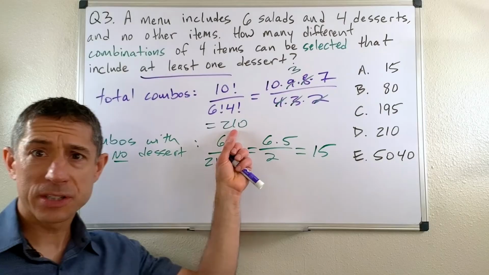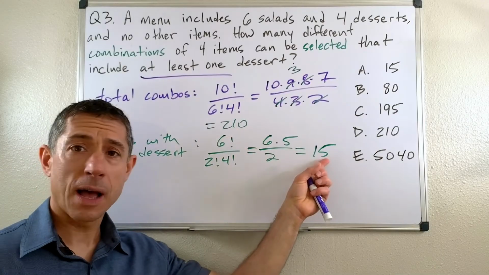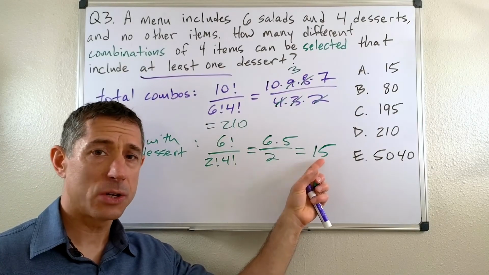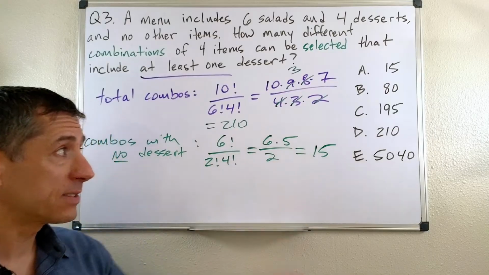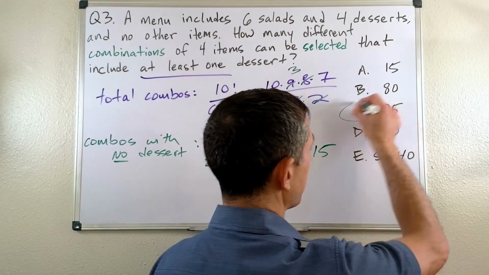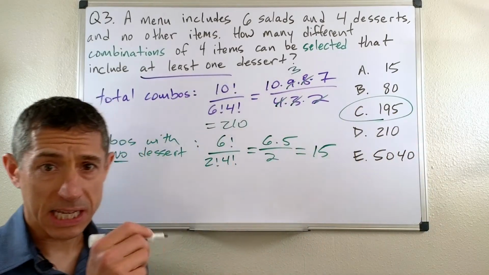So total combinations, regardless of how many desserts there are. Combinations with salad only, no desserts. 210 minus 15, 195. That's it, we're done.